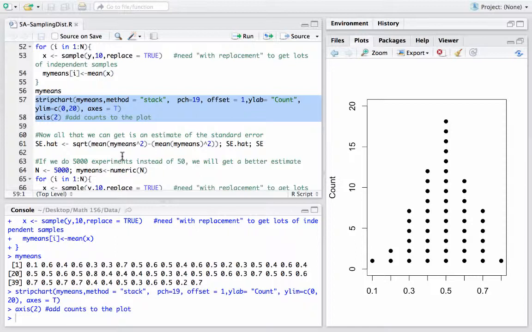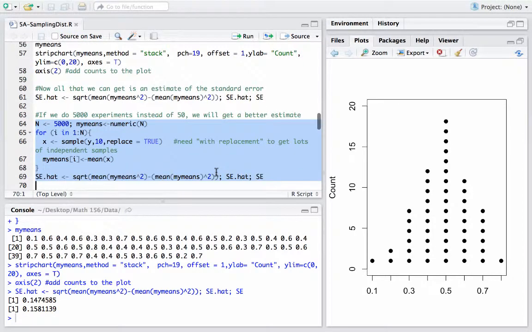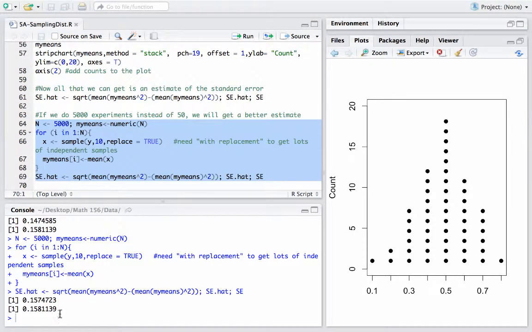Now, without having the true distribution, we don't know exactly what p is, so the best thing we can get is an estimate of the standard error, which Paul's calling se.hat. This is a common convention. And you see it's not quite the same as the true standard error, but if we do 5,000 experiments instead of 50, we get a much closer estimate, and that's comforting.